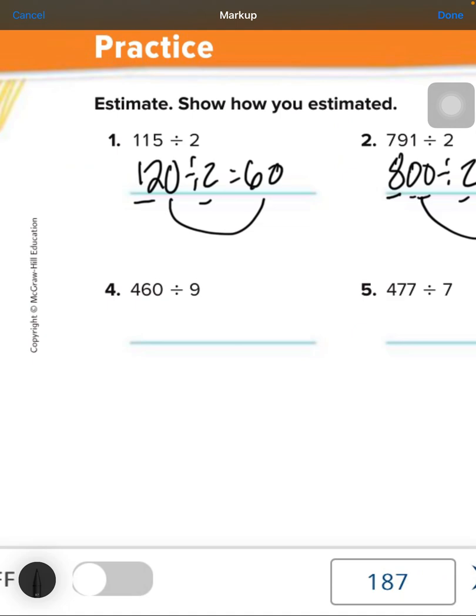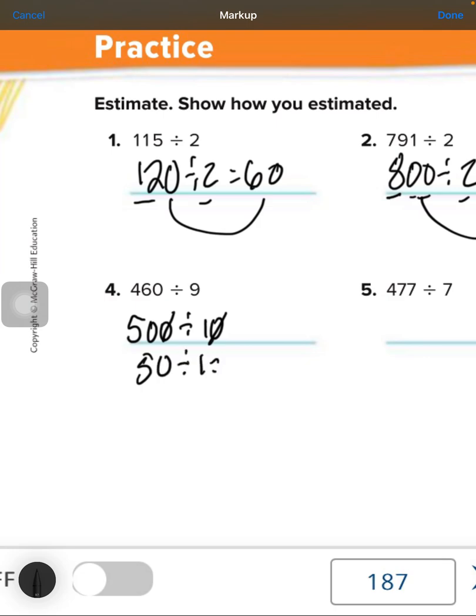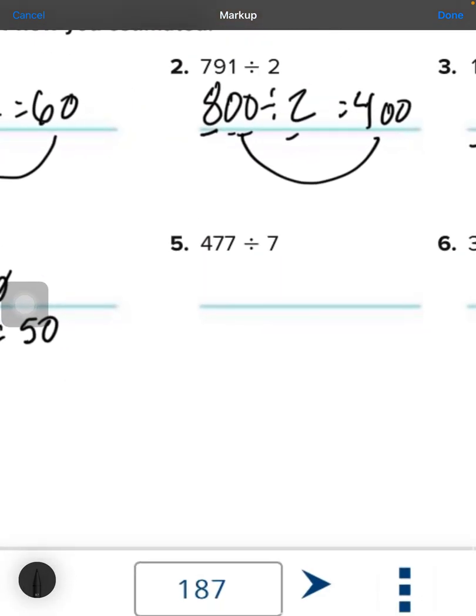Number 4, 460 divided by 9. That is not very compatible at all. I think I'm going to change both of those numbers. Let's round 460 up to 500, and let's do 10. Because I can cross off a 0 here, cross off a 0 here. I have 50 divided by 1, which makes, well, 50, right?